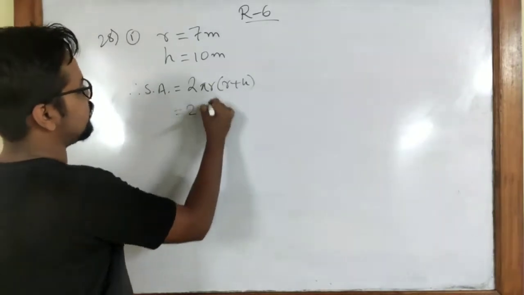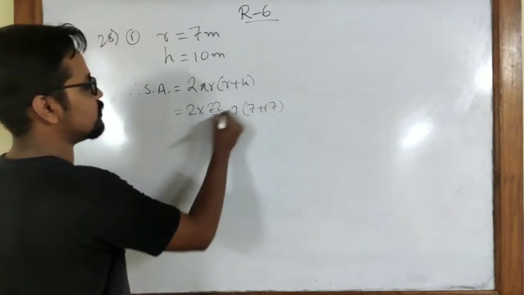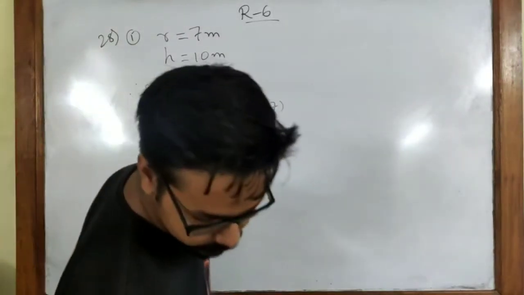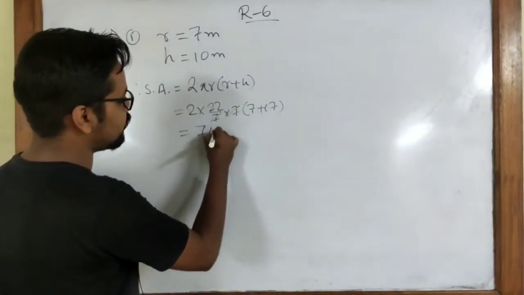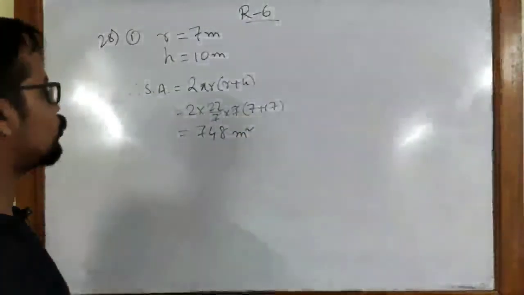So it is 2 into 22/7 into 7 into 7 plus 17. So this 7 will cancel, and the answer after calculation comes out to be 748 meter square. So this one matches the answer with the book.